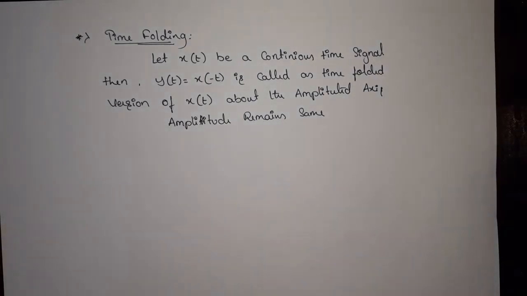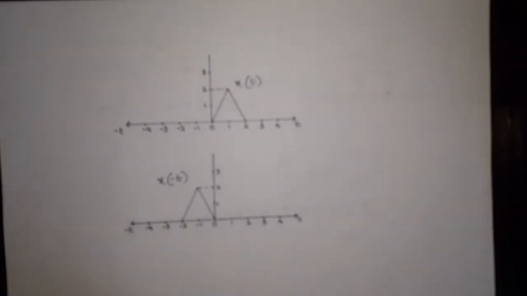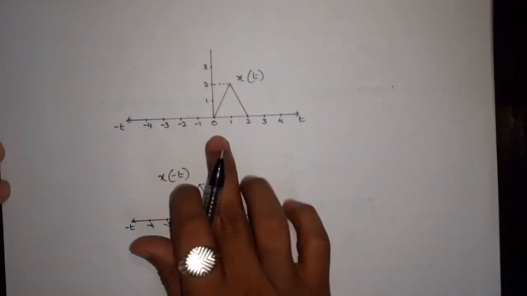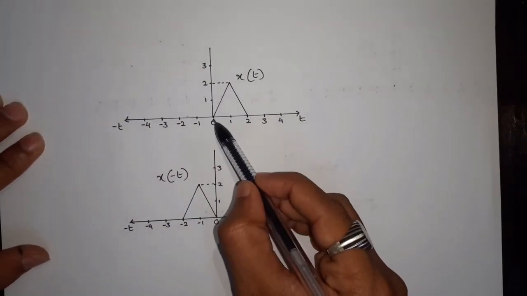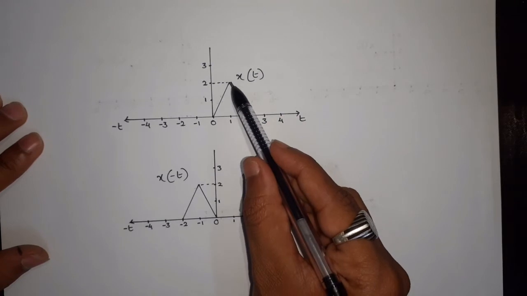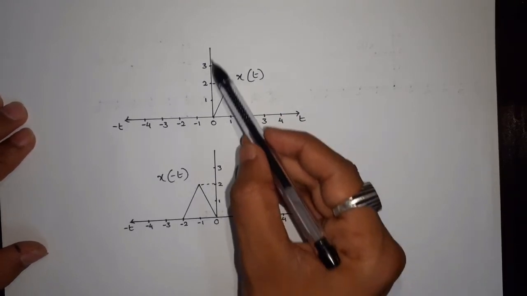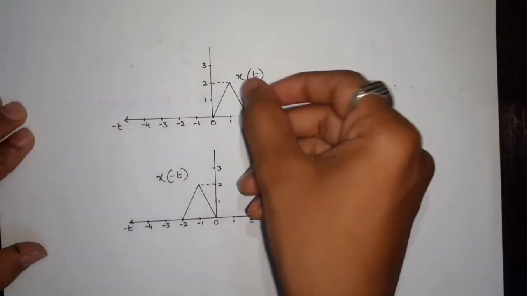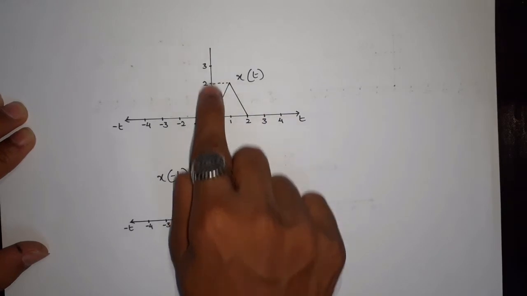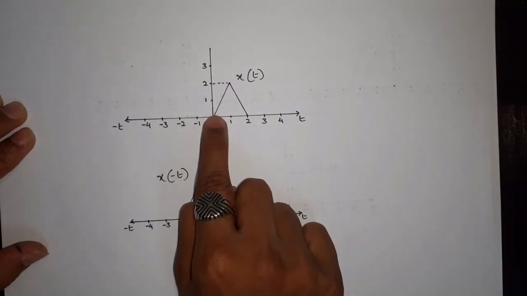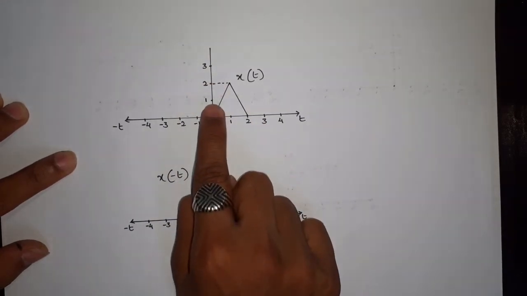Okay, to understand this, we can take an example. And here is an example, the same previous signal x of t. This is the signal x of t starting at 0 and ending at 2 with an amplitude of 2 at time t equal to 1. This one we are going to fold with respect to the amplitude axis. Remember, this is the time axis, whereas the y axis is the amplitude axis. The x axis is the time axis, the y axis is the amplitude axis.